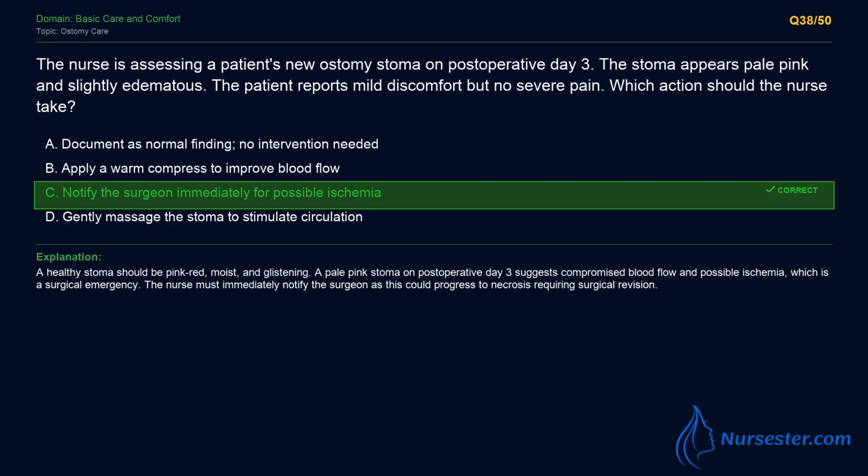The correct answer is C. A healthy stoma should be pink-red, moist, and glistening. A pale pink stoma on postoperative day 3 suggests compromised blood flow and possible ischemia, which is a surgical emergency. The nurse must immediately notify the surgeon as this could progress to necrosis, requiring surgical revision.